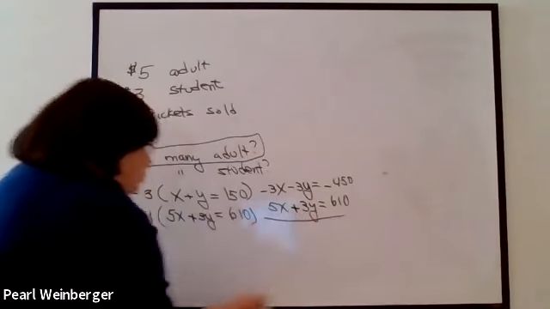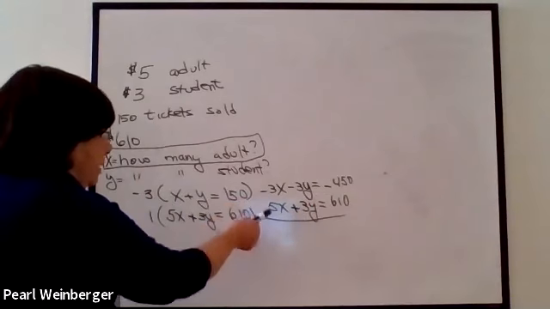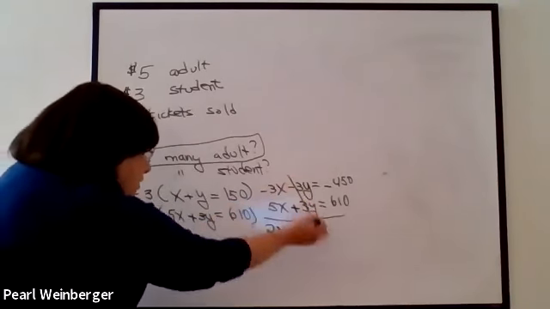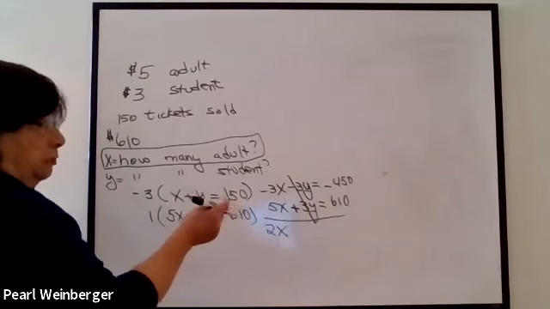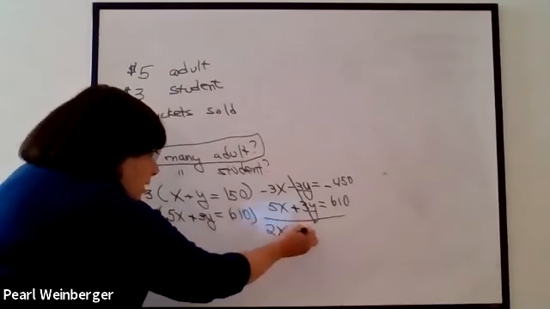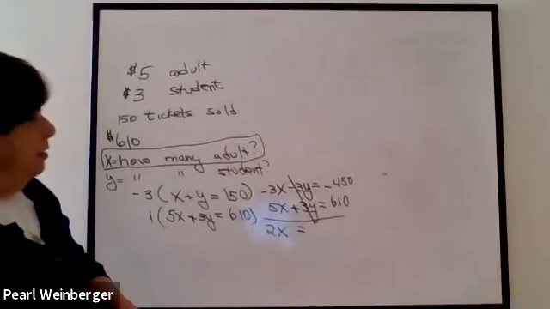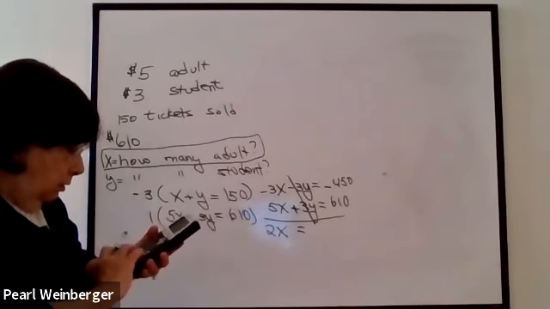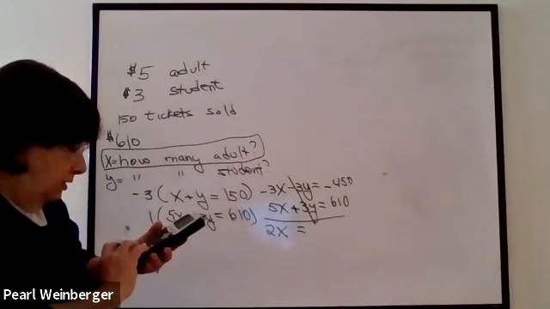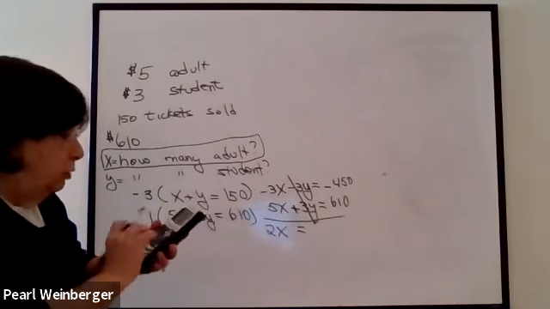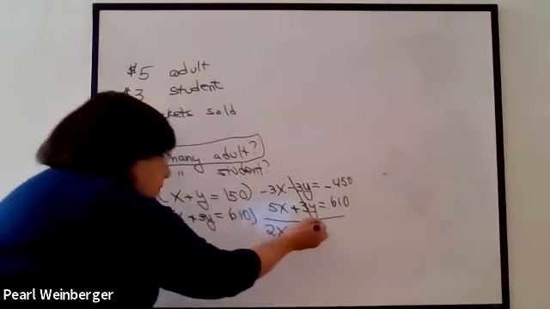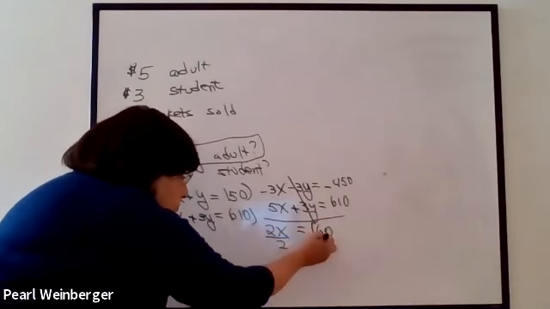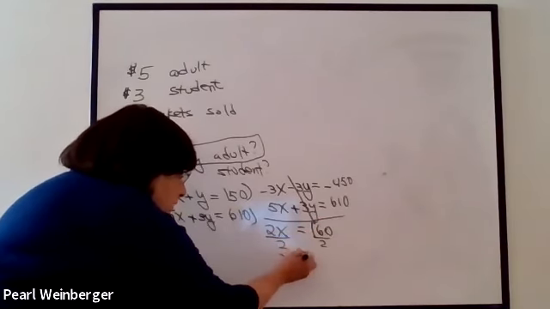And when I add these two equations down, negative 3x plus 5x gives me 2x. Again, the y's are eliminated. That's what we were looking for. And the negative 450 plus the 610, easiest to do on my calculator, gives me 160. And when I divide by 2, that gives me x equals 80.